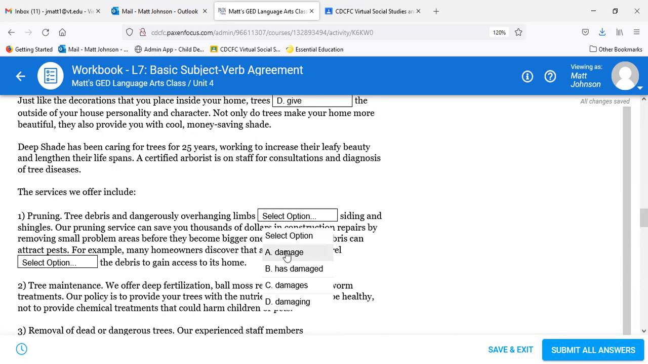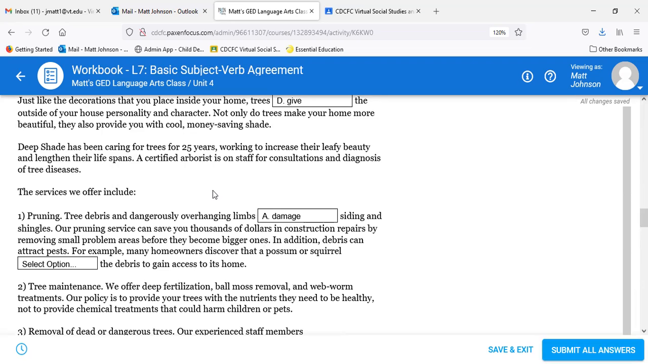So it's going to be, that's the plural, damage. So pruning, so tree debris and dangerously overhanging limbs. So we have plural subject there, tree debris and overhanging limbs, damage, siding, and shingles. That's our plural there, damage. Okay.